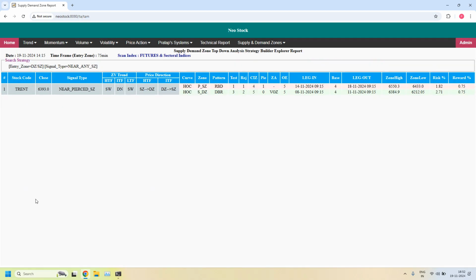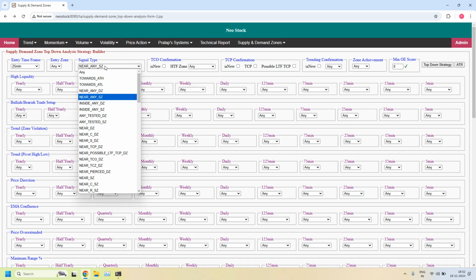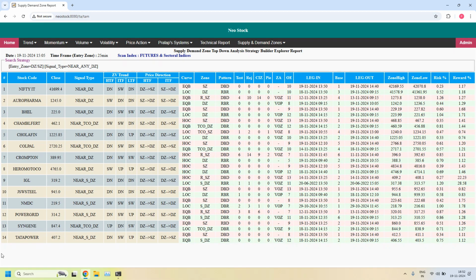We got only one stock and it is not having any high liquidity 75 minutes supply zone. Okay. Next time frame is 25 minutes. Let's find the stocks near 25 minutes demand zone. 14 stocks are filtered.